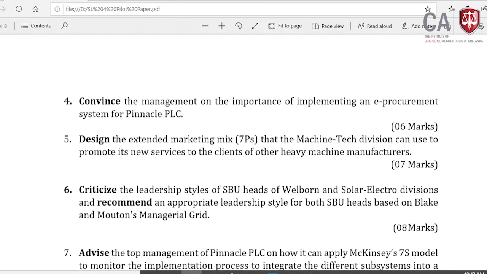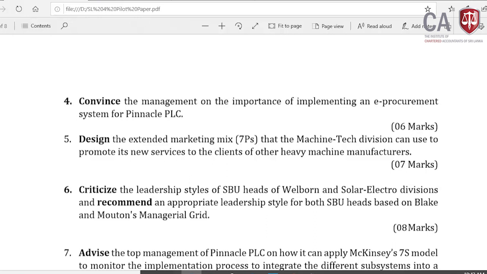Part 4, convince the management on the importance of implementing E Procurement. We identified, no. While I was reading the question, I say that E Procurement has stated, the next exam may test a question from that. So, he is asking you to write the importance of implementing an E Procurement system. You have to write about the advantage of E Procurement, that is tested based on the supply chain management, chapter number 9, yes.